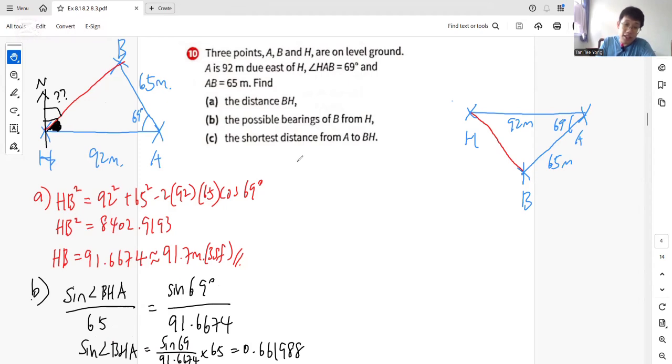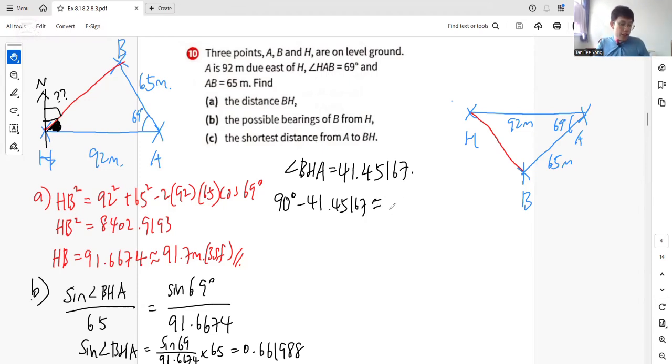Then over here, angle BHA will be equal to sine inverse, which gives 41.45167. So for the diagram on the left, the bearing will just be 90 degrees minus 41.45167, which gives us 48.5483, rounded off to 1 dp, 48.5 degrees.